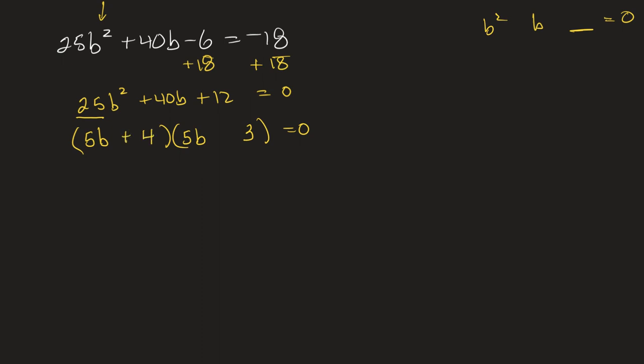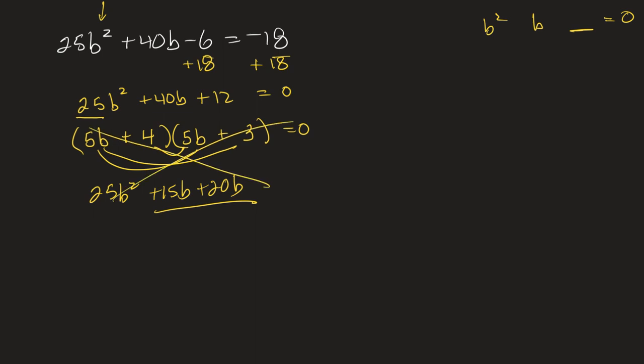And everything's positive. So if I multiply that, I get 25b squared plus 15b plus 20b. Yeah, those don't add up to 40. Whoops. I meant to cross it out. That one didn't work. Let's try it again. 5b plus and 5b plus. So to get to 12, maybe 6 and 2. So plus 6 and plus 2.